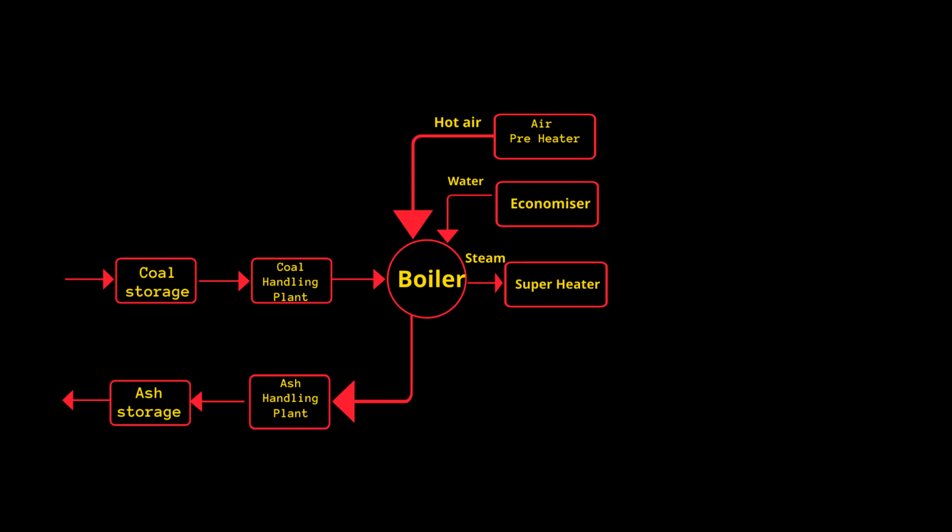And now the last outcome from the boiler is flue gases. When we burn the coal, hot flue gases will be evolved, and in order to increase the efficiency of the thermal plant, we will use the heat from the flue gases. These flue gases will be passed in a systematic manner: first through the superheater, then to the economizer and next to the air preheater.